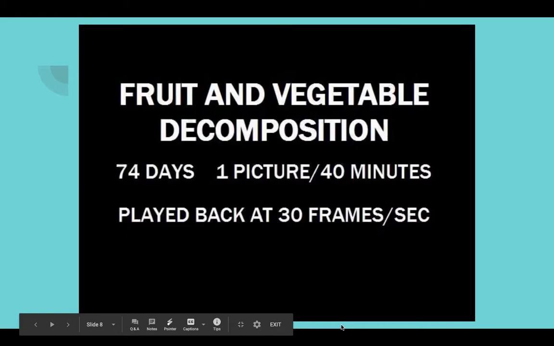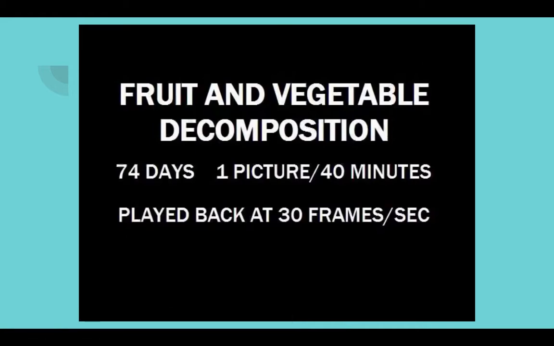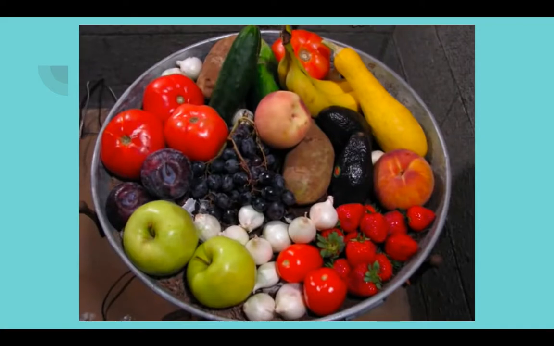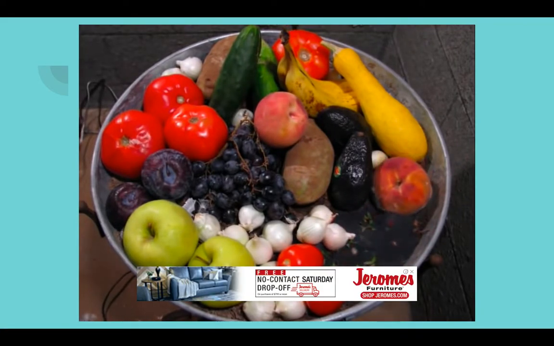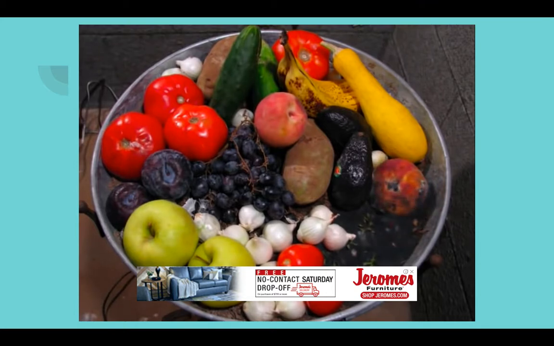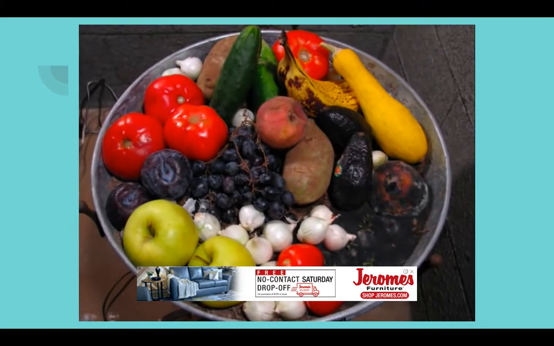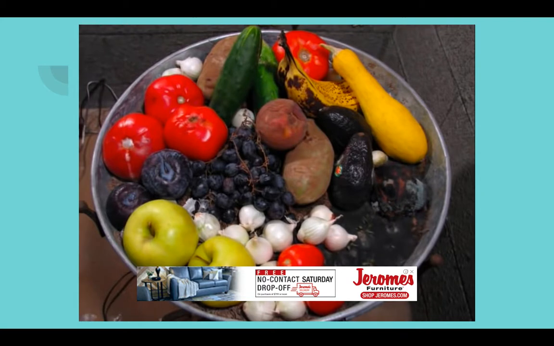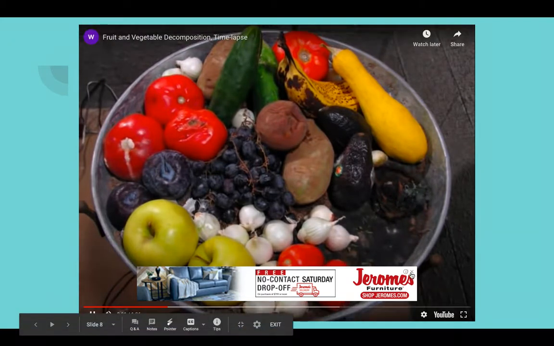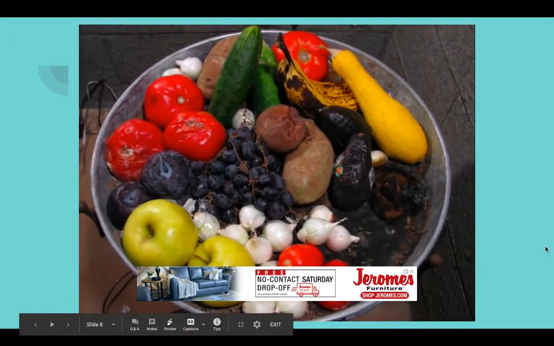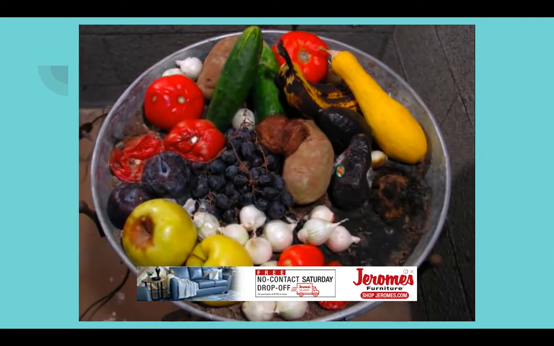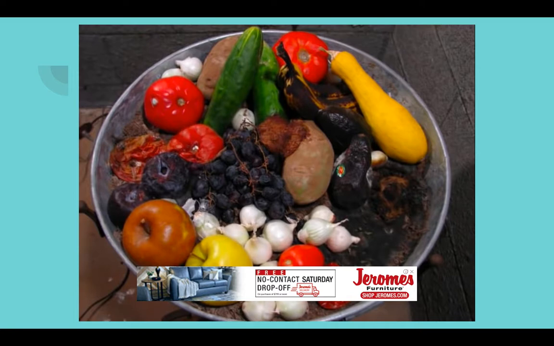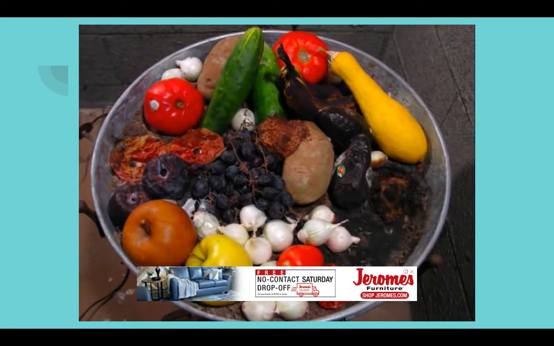So basically this was over 74 days. What you're seeing was there for 74 days, and every 40 minutes they took a picture. Sorry, I really want to get rid of that advertisement for you guys, but I'm afraid it's going to knock us to the next slide. So just observe closely and see what's happening.